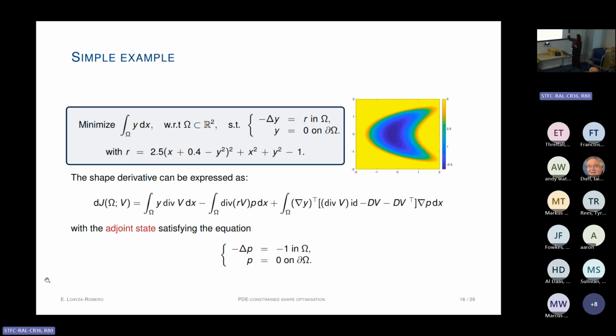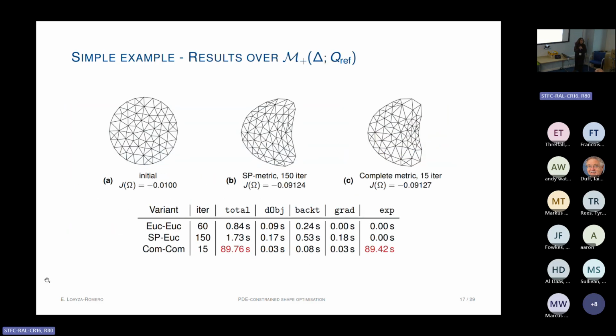Just to give you an idea, this is what the shape derivative of this problem looks like. And as in a normal optimal control problem, we also have an adjoint equation, and in this case, it's this one here. So this is where the old results come in. A while ago, we solved this problem. What I call the SP metric is really computing the gradient using the linear elasticity. So we solve the linear elasticity problem, we get a deformation field, and then we follow the negative of that in order to deform our mesh.